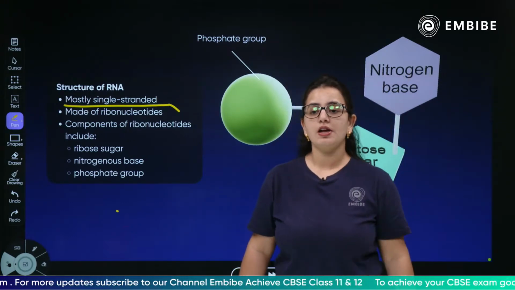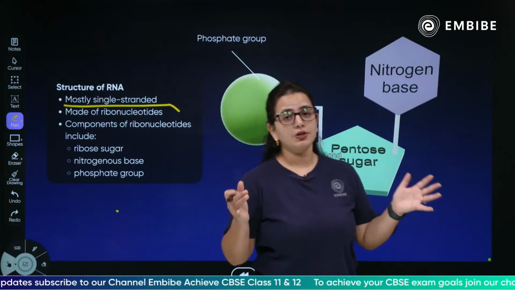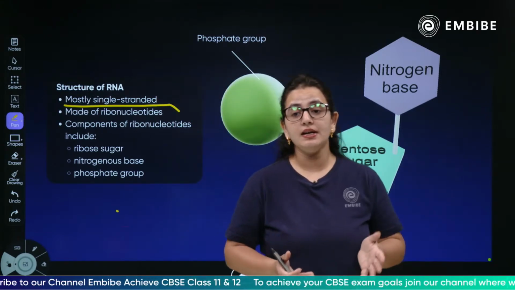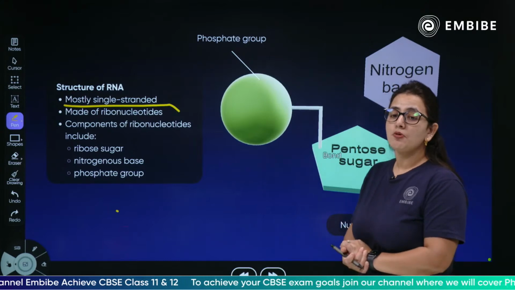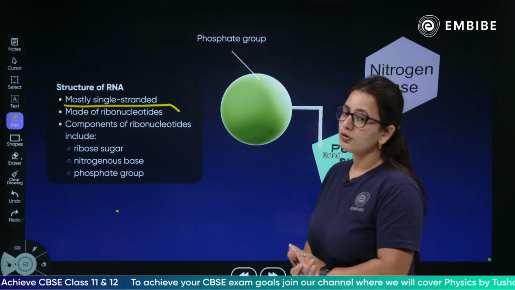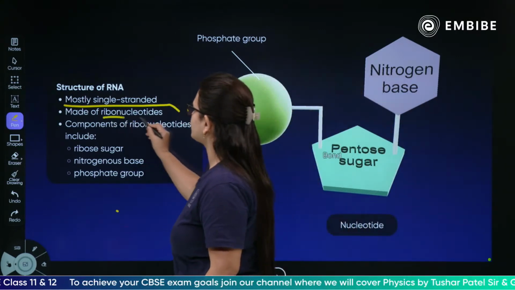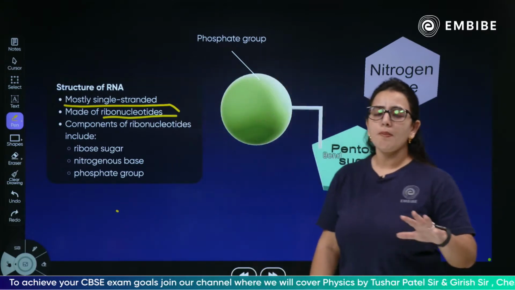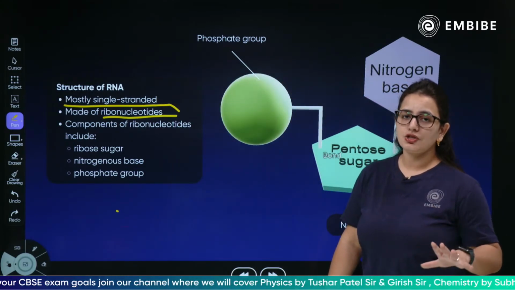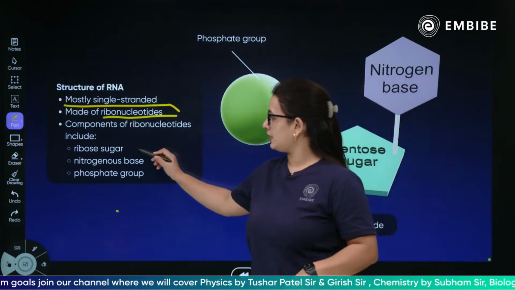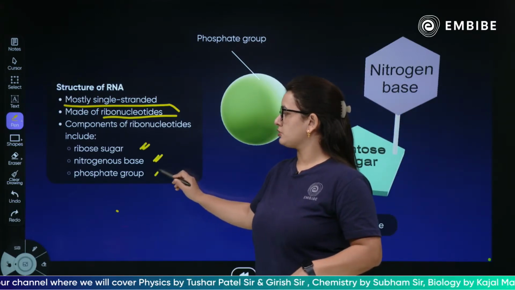Talking about the structure of RNA, it is single stranded and made up mainly of ribonucleotides. The nucleotide has a ribose sugar, so it is called a ribonucleotide. The components present in the structure of RNA are a ribose sugar, a nitrogenous base and a phosphate group.